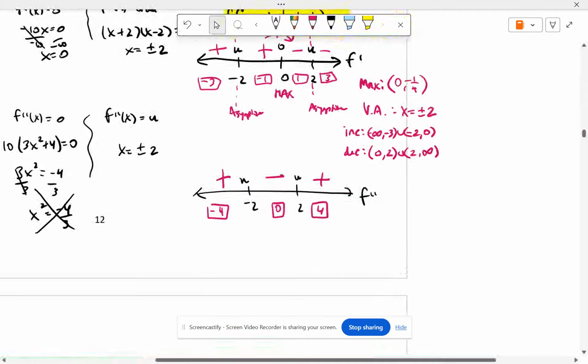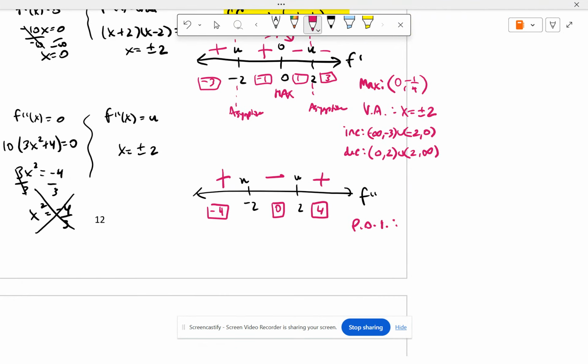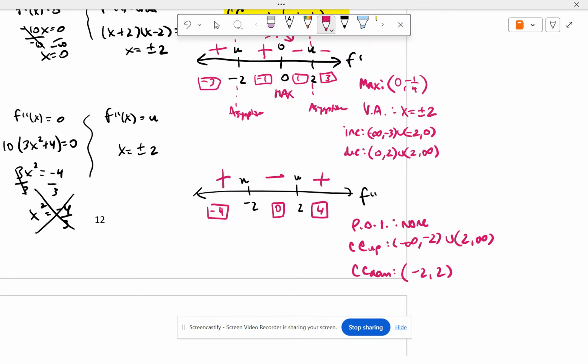Okay, so we have no point of inflection. We are concave up from, we should try writing this up. And by me, I mean we. So we're concave up from -infinity to -2, and then again from 2 to infinity, and then we are concave down from -2 to 2.